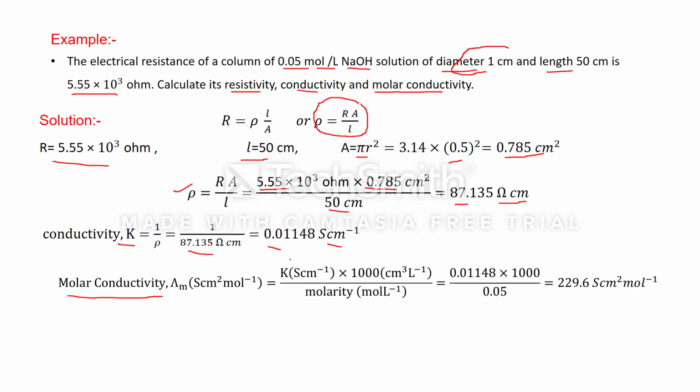Once the conductivity is known, we can find out molar conductivity in Siemens centimeter square per mole by using this formula. Molar conductivity is conductivity multiplied by 1000 divided by molarity. Put the values and we will get this one, 229.6 Siemens centimeter square per mole. Clear? Thanks.